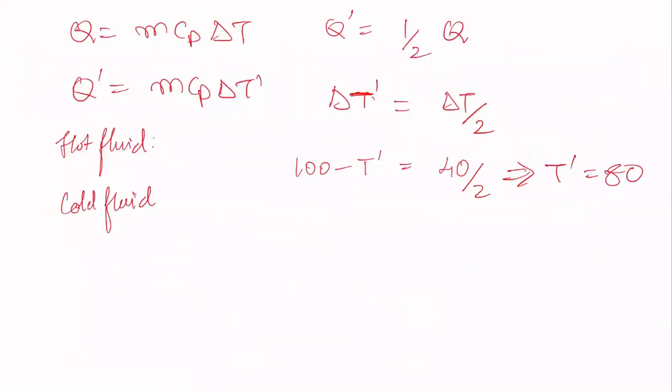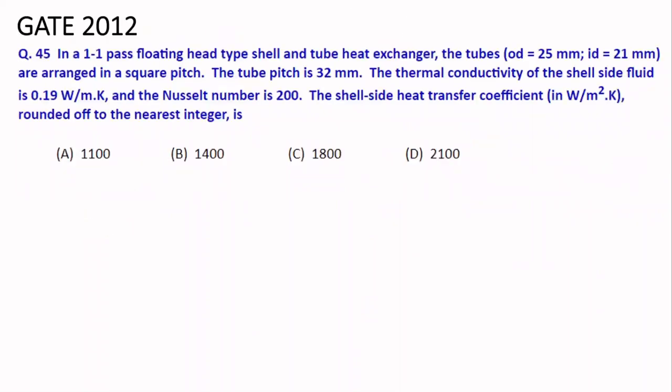Alright, I hope everyone is clear with this problem. Now we'll move to our next problem, the third last problem in today's discussion. This problem was asked in GATE 2012, and it reads as follows. In a 1-1 floating head type shell and tube heat exchanger, the tubes, whose outer diameter and inner diameter are given, are arranged in a square pitch. The tube pitch PT is 32 mm. The thermal conductivity of the shell side fluid, the Kf value, has been given, and the Nusselt number is given, and you are asked to calculate the shell side HTC rounded off to the nearest integer.